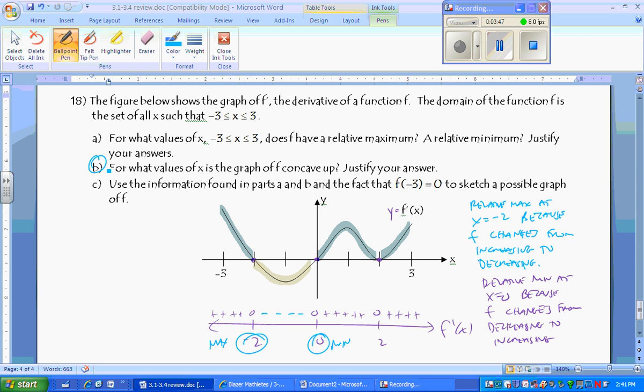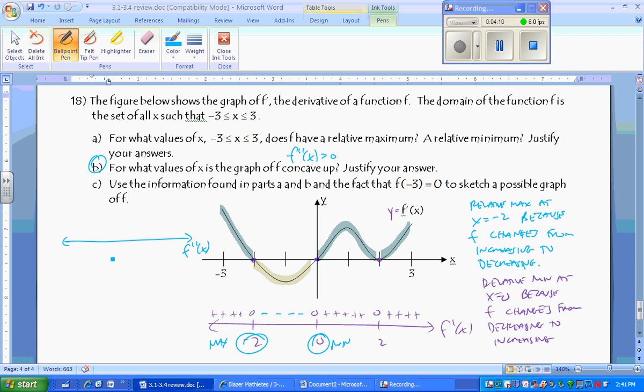Part B, for what values of x is the graph concave up? So concave up is when the second derivative is greater than 0. So now we're looking at second derivative and we want to make a number line for that. This one's a little bit trickier. So the numbers we put on here are where the second derivative is 0.